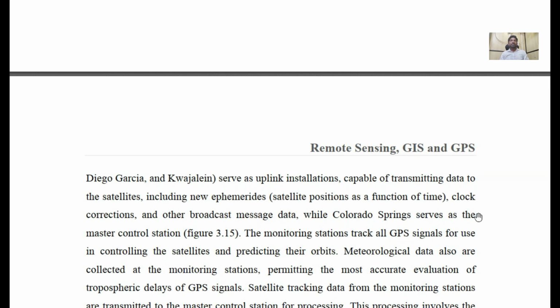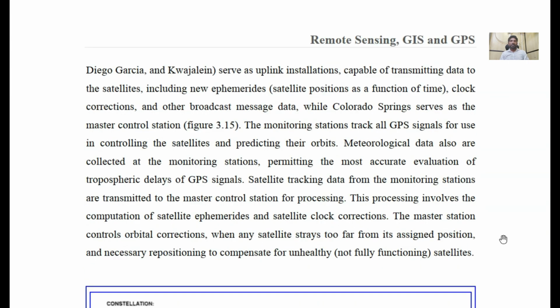The monitoring stations track all GPS signals for use in controlling the satellite and predicting their orbits. Meteorological data also are collected at the monitoring station, permitting the most accurate evaluation of tropospheric delays of GPS signals. Satellite tracking data from the monitoring stations are transmitted to the master control station for processing. This processing involves the computation of satellite ephemeris and satellite clock corrections.